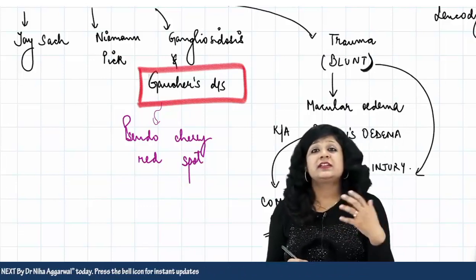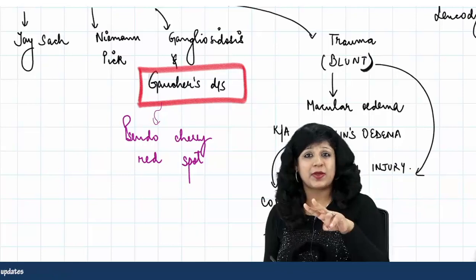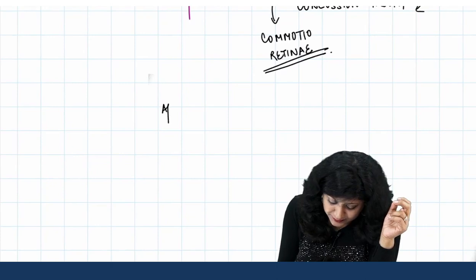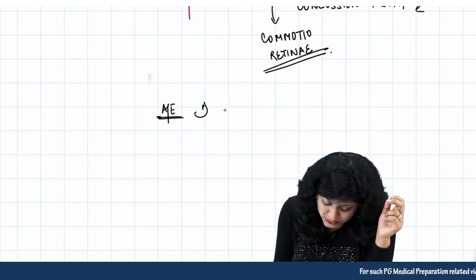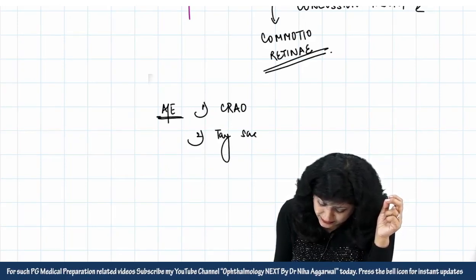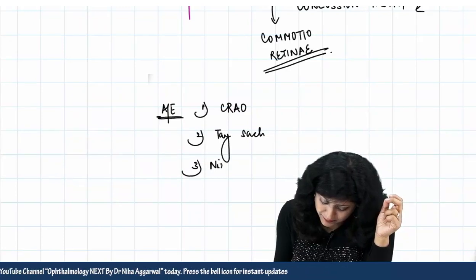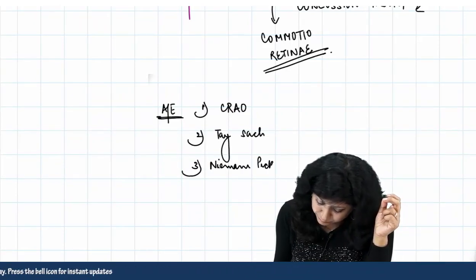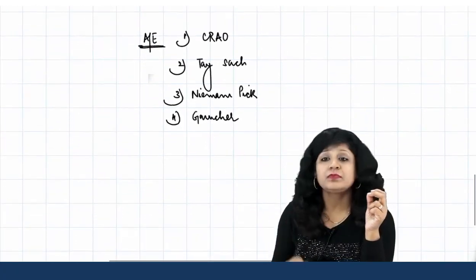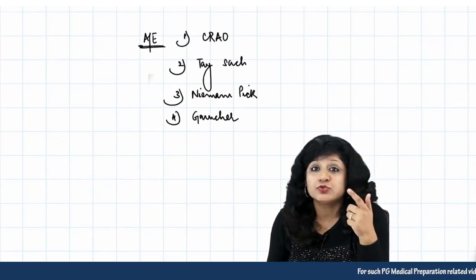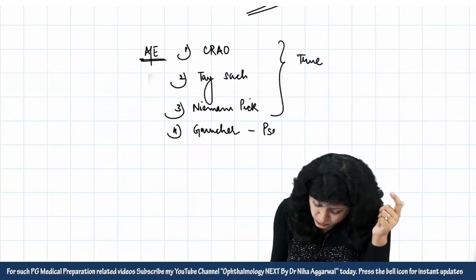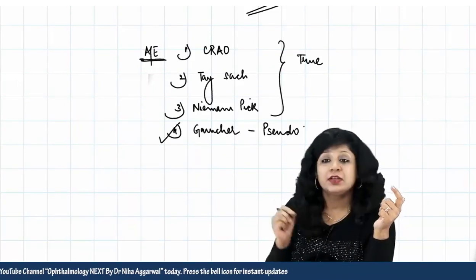You know, there is evidence where NEET people had asked the same question 2 years consecutively. Once they say that it is found in all except, so there was an all except question and the options were CRAO, then we had Tay-Sachs, then we had the Niemann-Pick, okay, and the fourth is Gaucher's. So now every one of the 4 options is actually available in the DD. So how to solve? So these are having the true cherry red spot. This is having pseudo cherry red spot. So answer becomes Gaucher's disease.